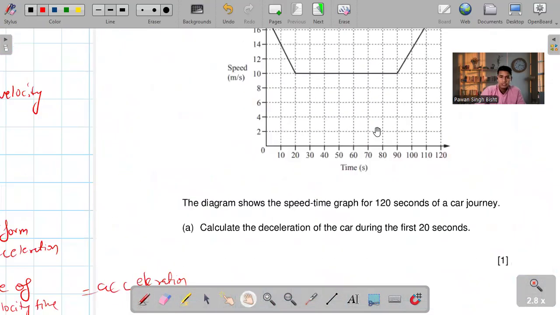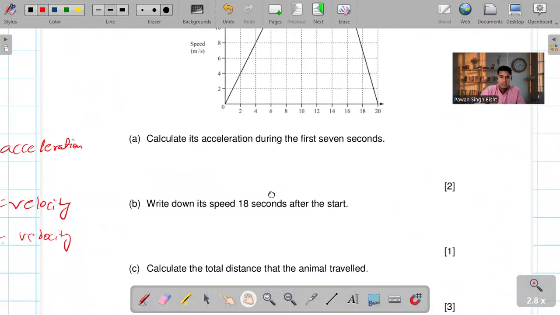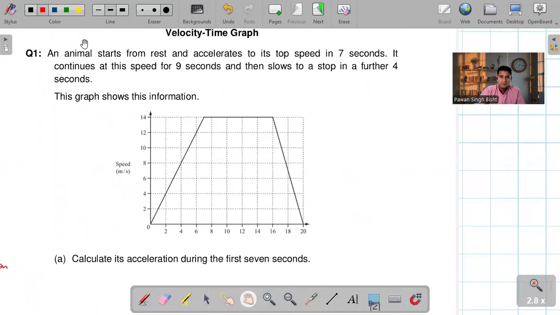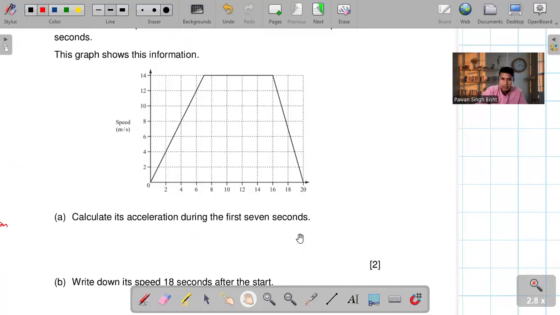Now let's start with the question. Question number first. An animal starts from rest and accelerates to its top speed. An animal starting from rest means it is starting from zero. The top speed is 14 meter per second in 7 seconds. It continues at this speed for 9 seconds, and then slows to a stop, finally stopping in the next 4 seconds. You have to find the acceleration for the first 7 seconds.